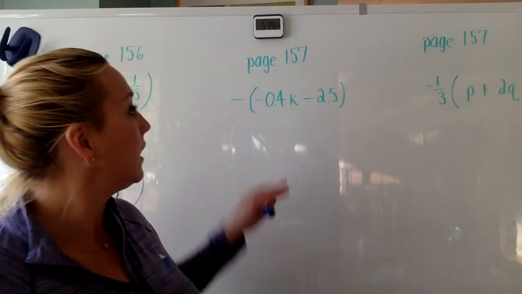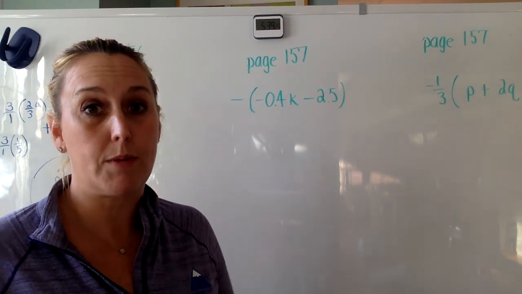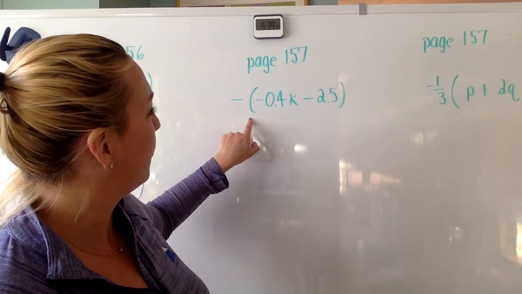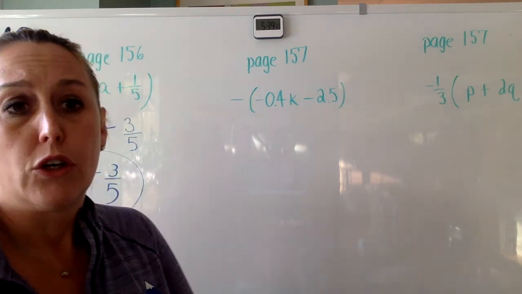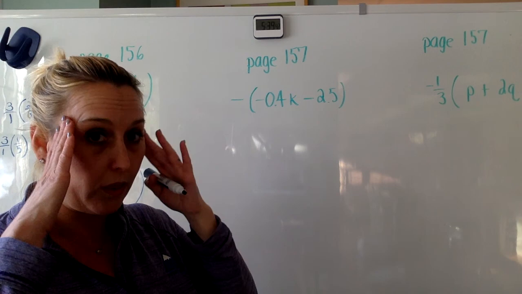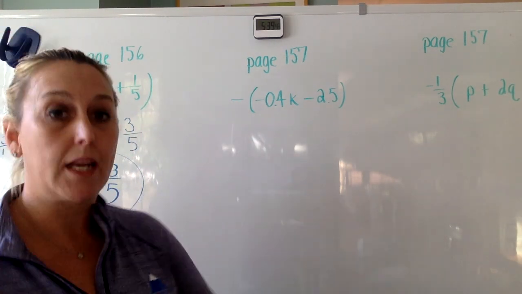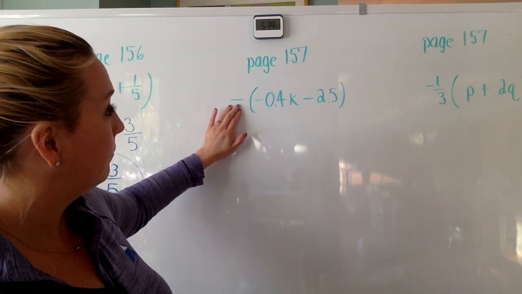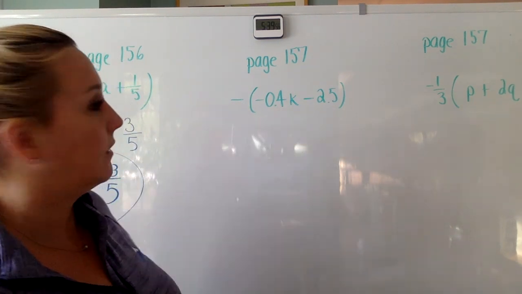All right, so this one, it's on page 157, and you're going to see it and be like, oh my God, this rocks my world. I don't even know what to do with this. We've got a negative outside of a parentheses of -4/10 k minus 2.5. Truthfully, the easiest way to think about this is that the negative, remember we've talked so much about a negative sign meaning the opposite of? If you just have a negative on its own, it's saying the opposite of the expression that's in the parentheses.